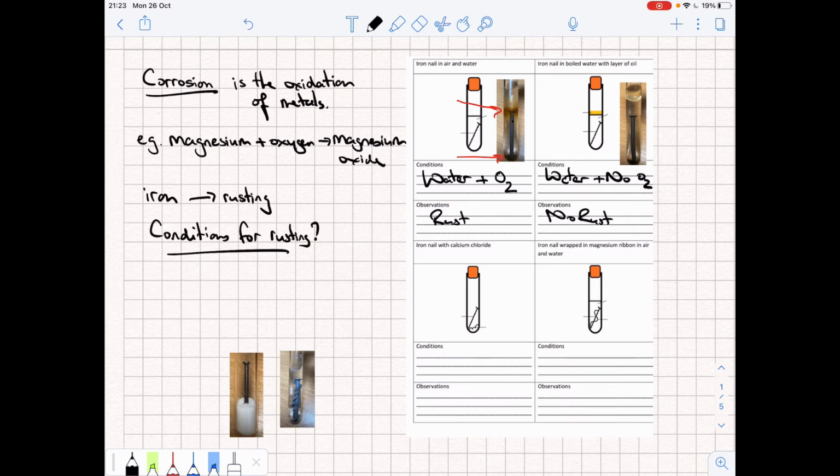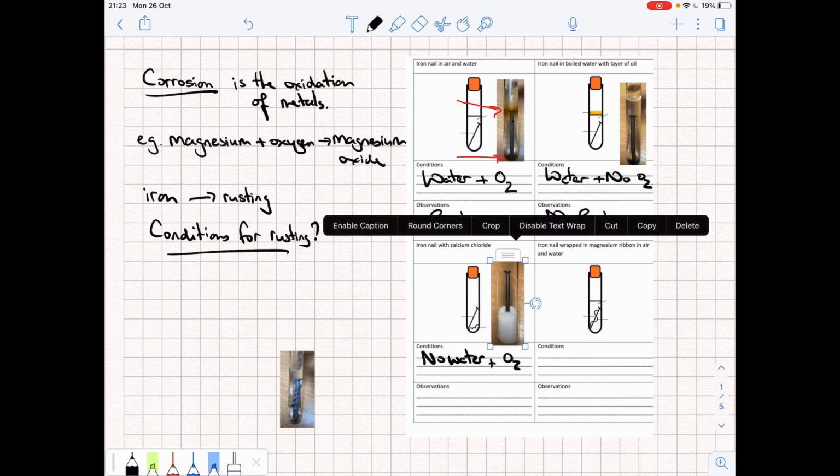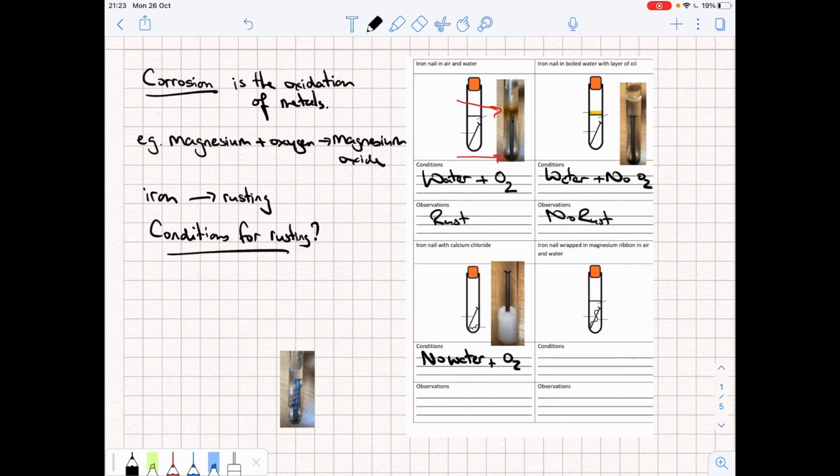Okay. Third test tube is with calcium chloride. The calcium chloride absorbs moisture. So in this one, there is no water because any moisture is being absorbed, but there is oxygen. And that is this one here after a week. And again, you can see that in this situation, the iron nail has not rusted at all. So there is no rust present.